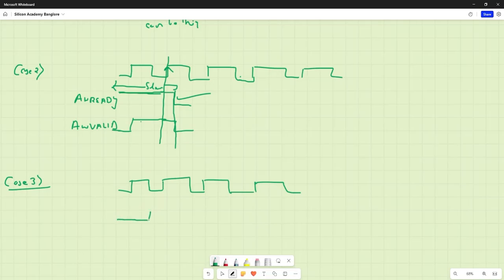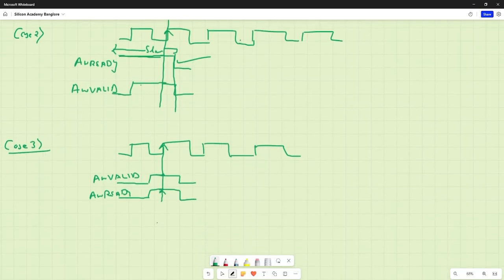Suppose the master asserted its AW valid high here, telling that all of the information that I am providing in the AW channel is valid. Along with that, the AW ready gets asserted from the slave also at this point of time only. So the master driven also this data in this clock edge only, and the slave is ready to receive this information also in the same clock pulse.